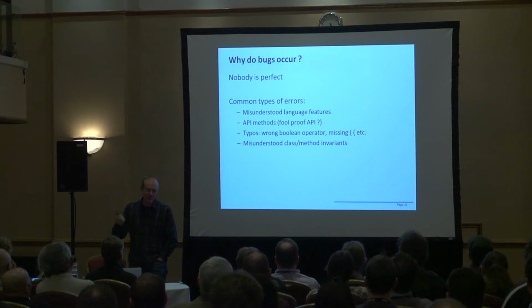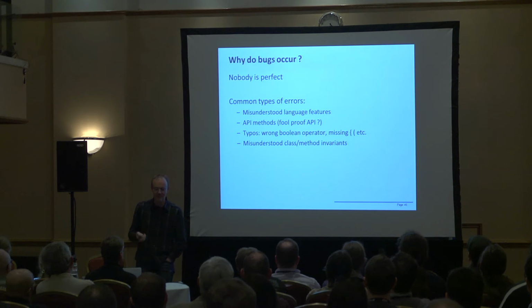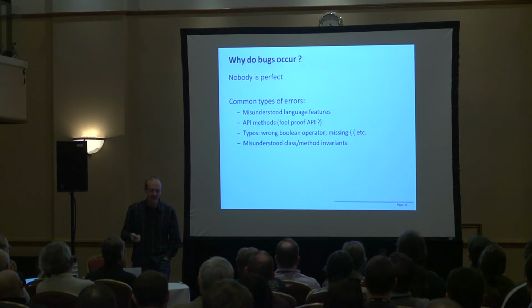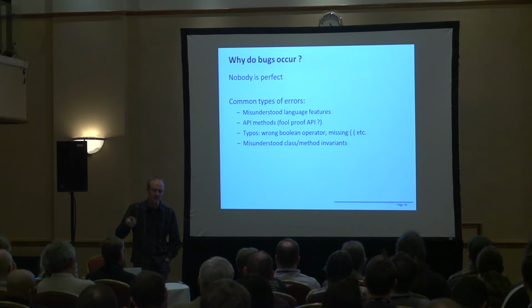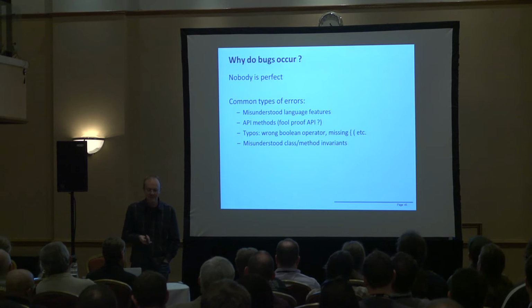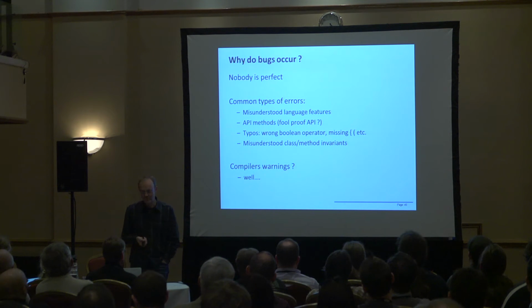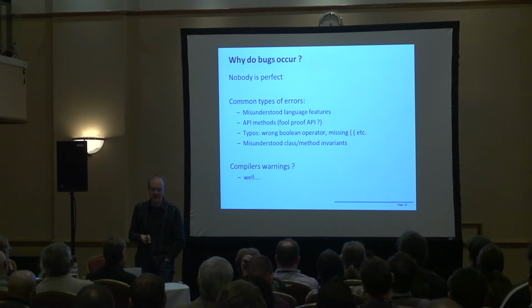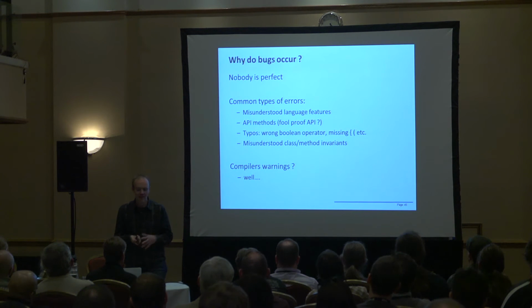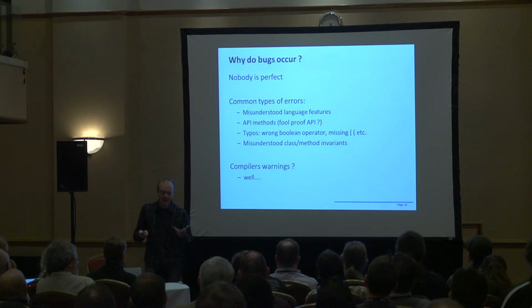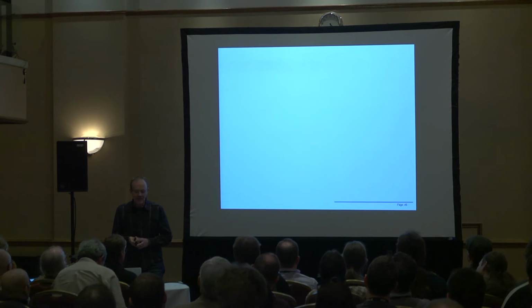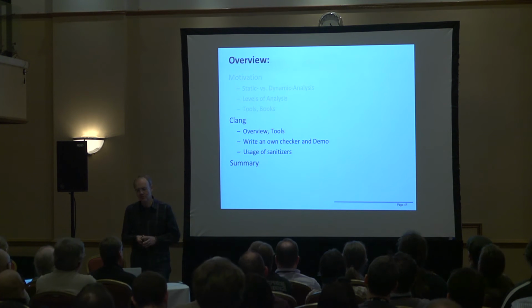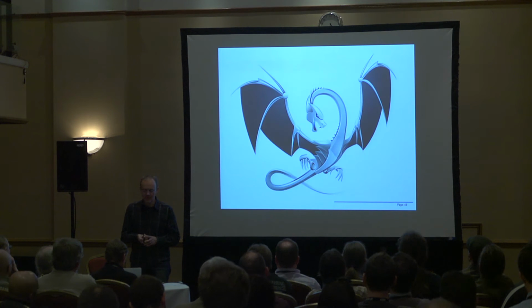And I think bugs occur for different reasons. Sometimes you just added two parentheses or a wrong Boolean operator, or you misunderstood a language feature or an API method or a class method. So these things happen. And well, we can turn on our compiler warnings, but the primary job of a compiler is to make good machine code and not to check our bugs. But we can improve, I think. And Clang enables us to do this.